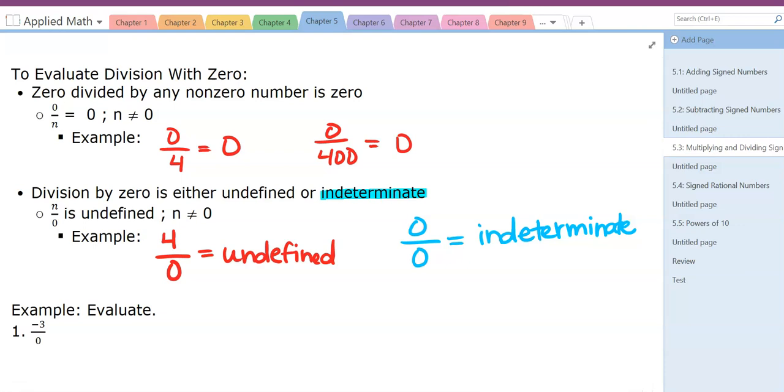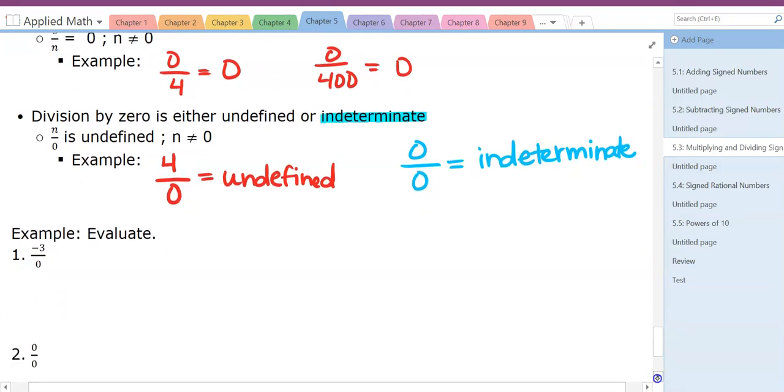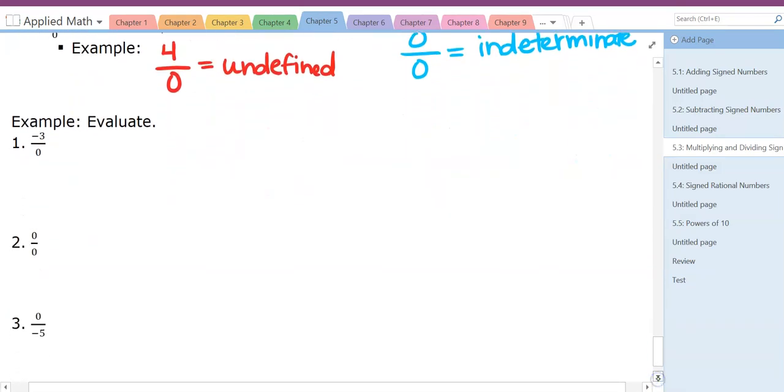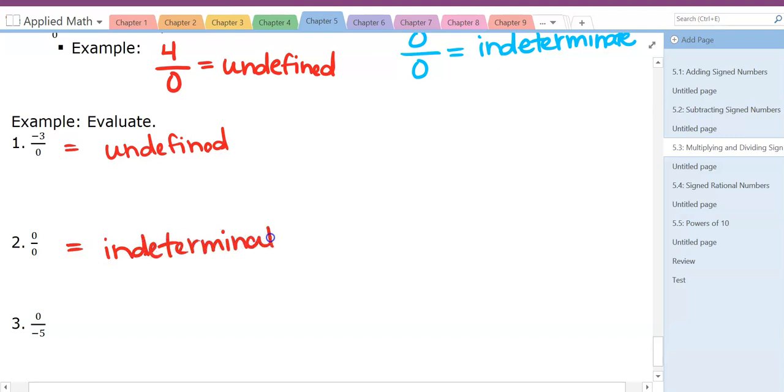So depending on which case you see, you have to write down the appropriate answer. So for number 1, if I'm taking -3 divided by 0, what's my answer? Undefined. 0 divided by 0. Good. Indeterminate. 0 divided by -5? 0.